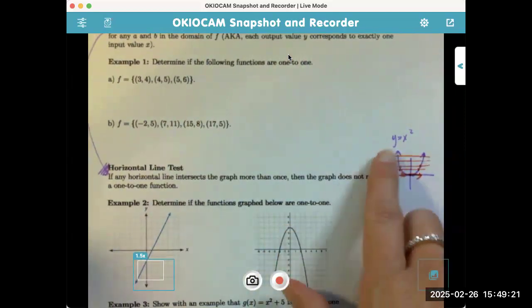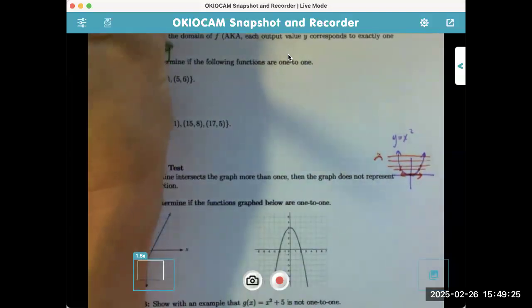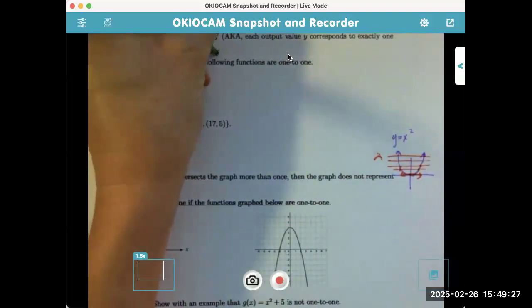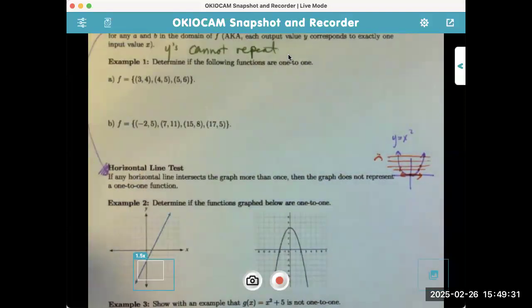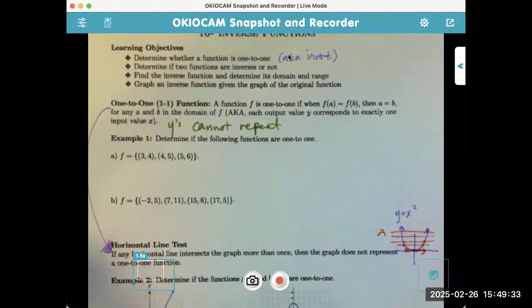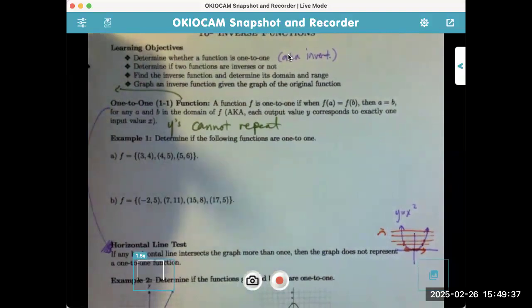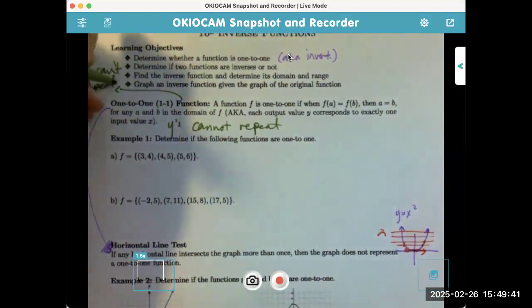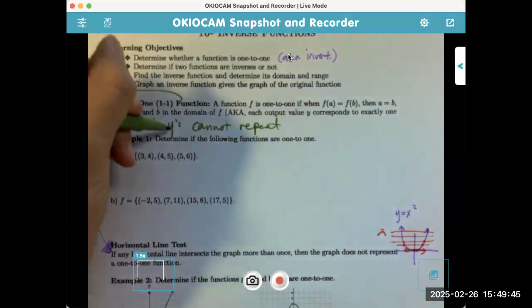So what this says is that basically y's cannot repeat. Okay, so remember with functions, x's cannot repeat. So if it's a function, remember x's can't repeat. So now if I'm invertible, we tack on y's cannot repeat.